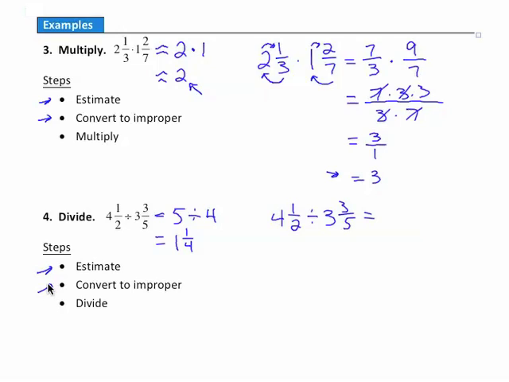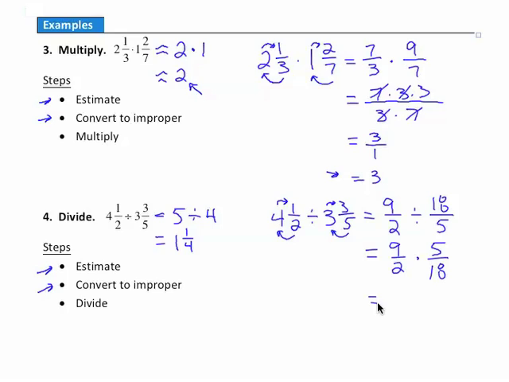First thing we're going to do again is convert to improper. So 4 1/2, 2 times 4 is 8, plus 1 is 9, so that's going to give us 9/2. And 5 times 3 is 15, plus 3 is 18, so that's going to give us 18/5. Now we're going to turn this into a multiplication problem. 9/2 times, we flip the second fraction, so it'll be 5/18.